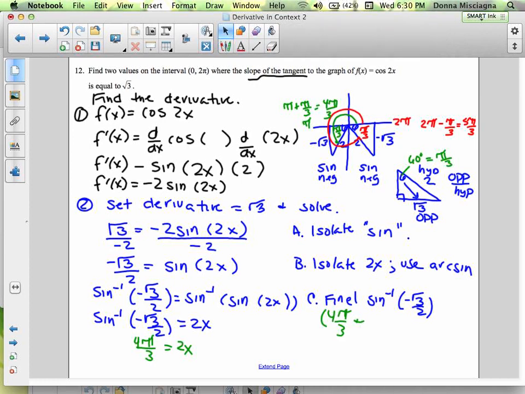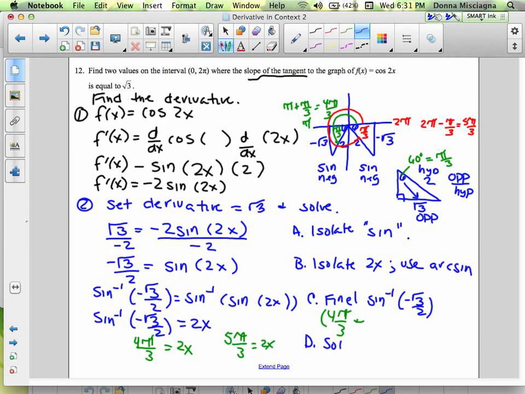So now we're just going to set up our two equations and solve for x. So we have 4 pi thirds equals 2x, and we have 5 pi thirds equals 2x. And now our last step is to solve for x. And that's really easy, because you just got to divide both sides by 2.